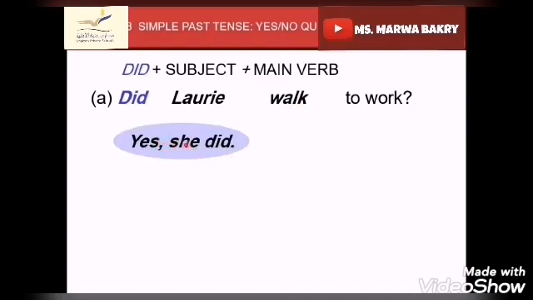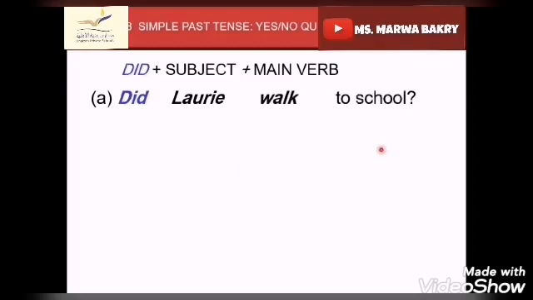The answer is yes, she did. Here we begin the answer with yes, so we call this question a yes no question. Yes, she did. This means that what? This means that she walked to work.